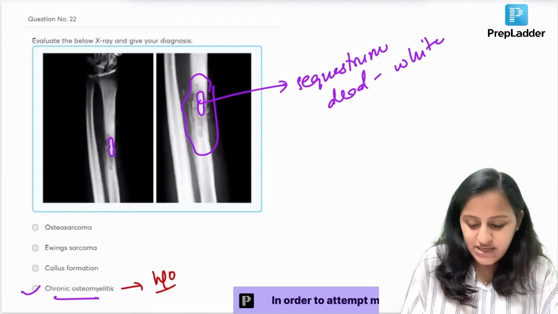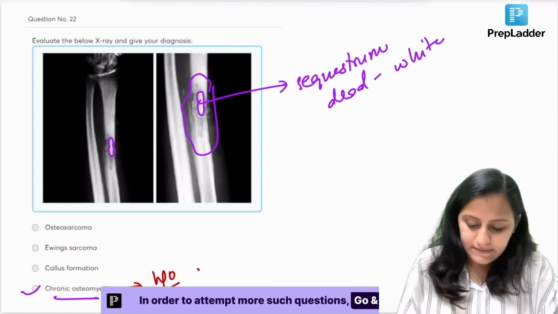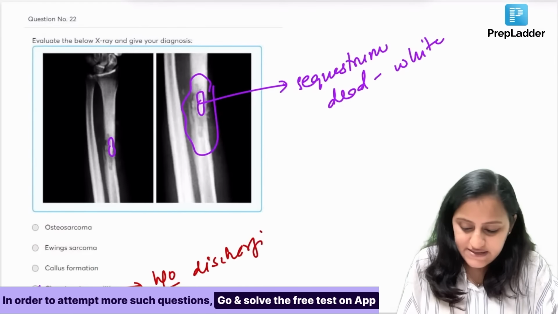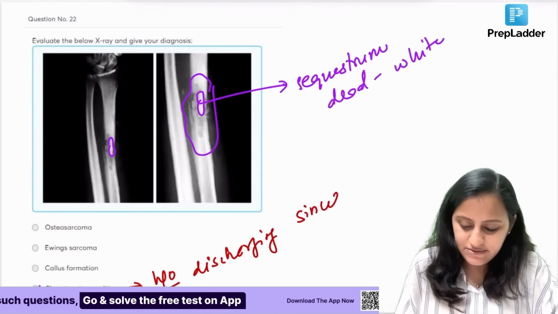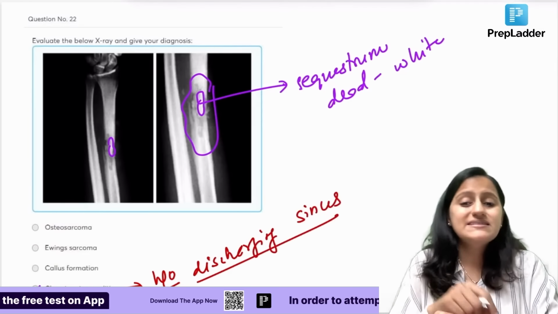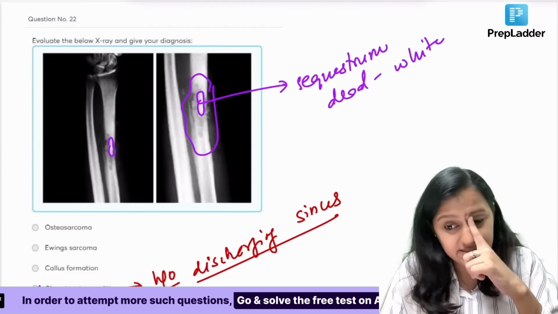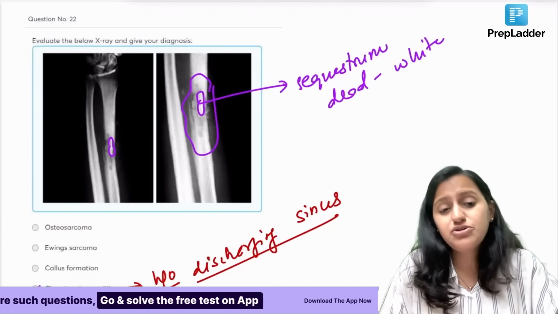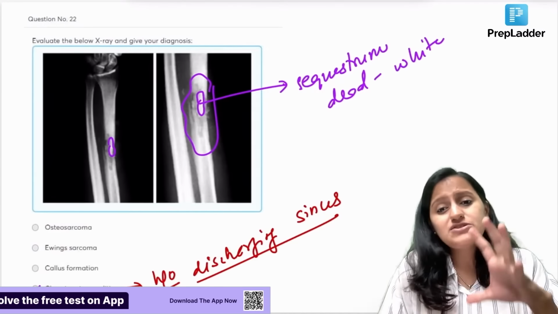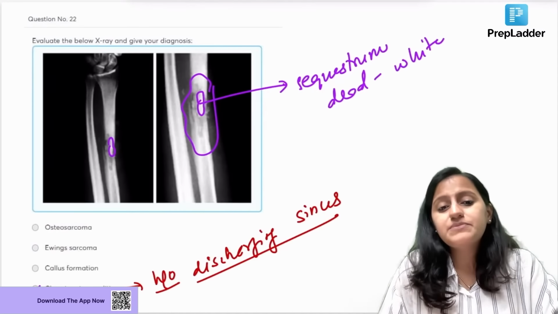What is the history in chronic osteomyelitis? The patient comes with a discharging sinus, through which the bone fragments can come out. Okay, so that is the history that you have in chronic osteomyelitis. Sequestrum is the dead bone that you are seeing which appears white.